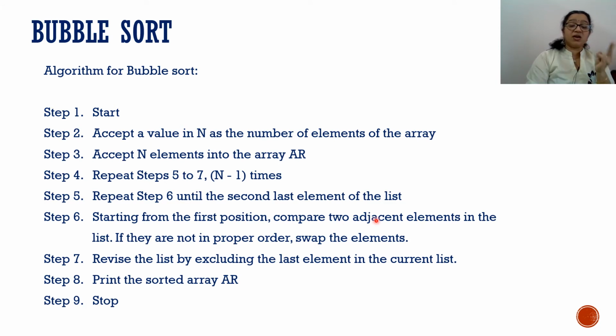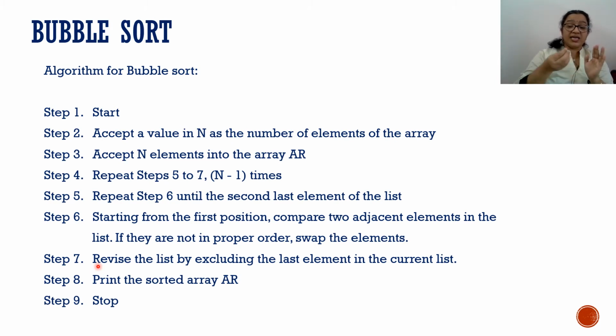So already we got that element, so we don't want to check again with the last element. We can stop there when we reach the second last element. Understood? So that is step number 6. Then in step 7, revise. Now we got the highest element.